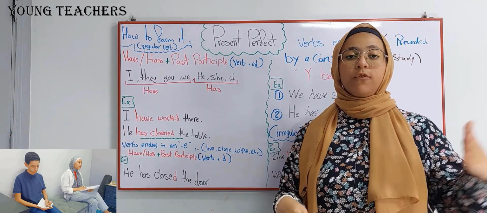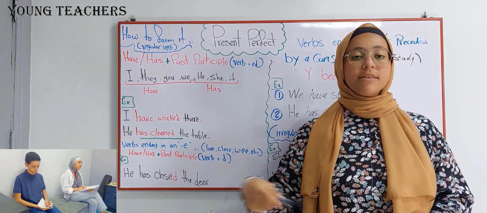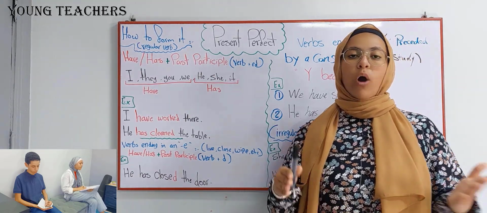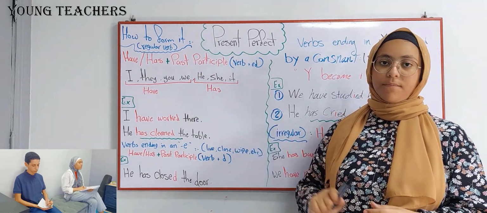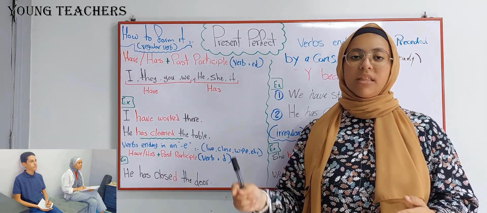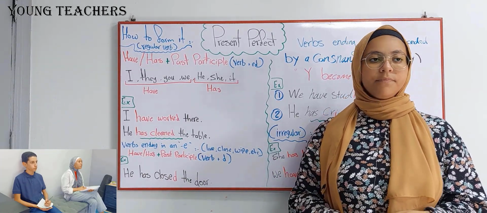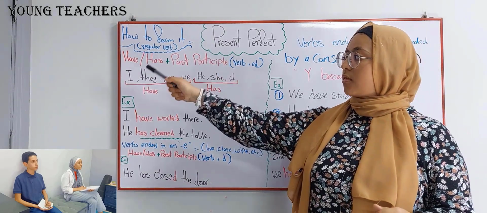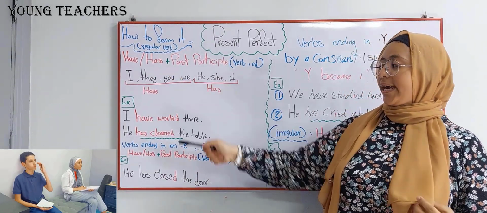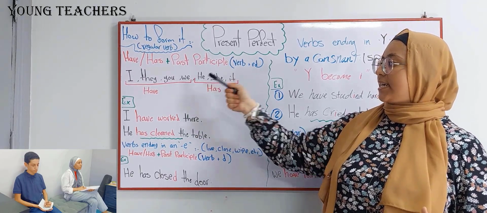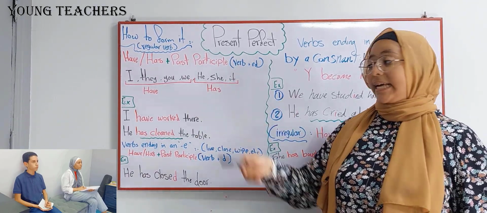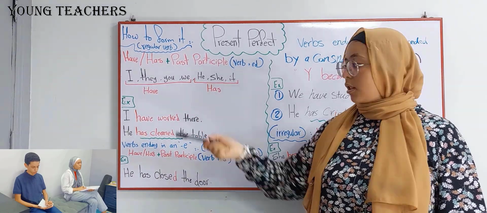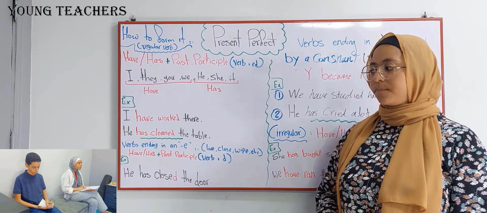In English we have two types of verbs, regular verbs and irregular verbs. With regular verbs, have or has plus past participle. Verb plus ed to make the past participle. When to use has and when to use have? Good question. So we use have with I, they, you, we, and has with he, she, or it. Example, I have worked there. Another example, he has cleaned the table.